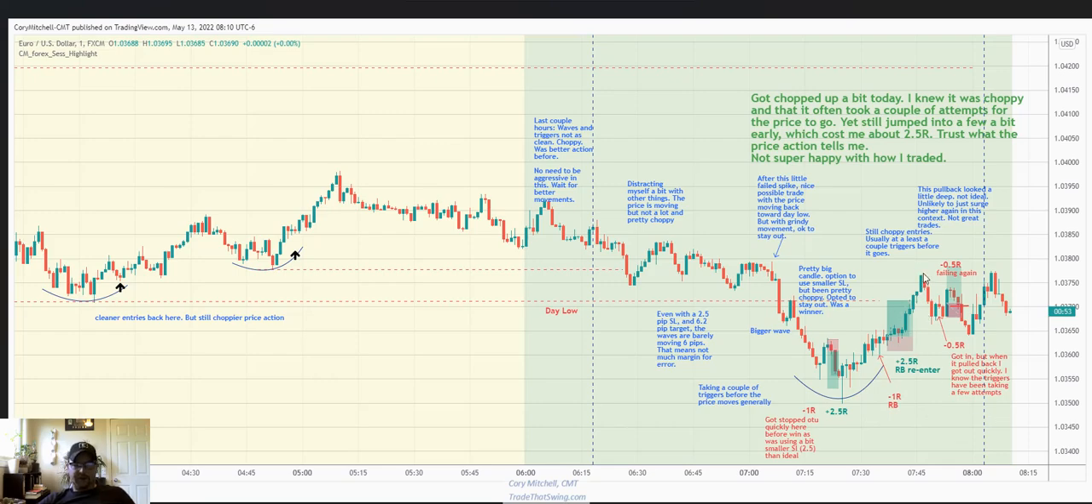We had this nice run to the upside. We had the pullback. This one a bit aggressive again, where I knew we had a bit of a tendency to be choppy on this day, and yet I took the first trigger.